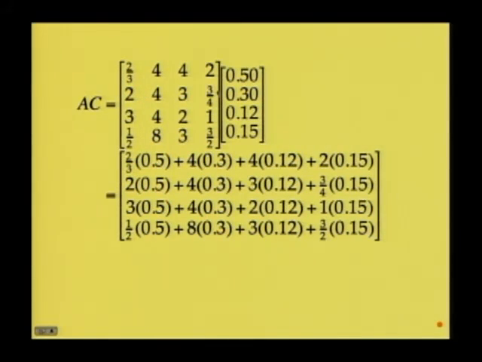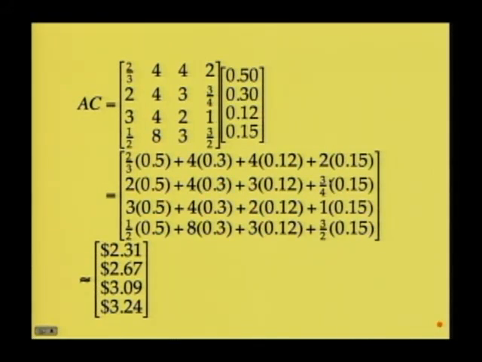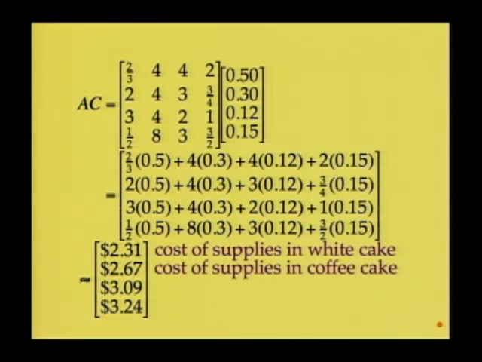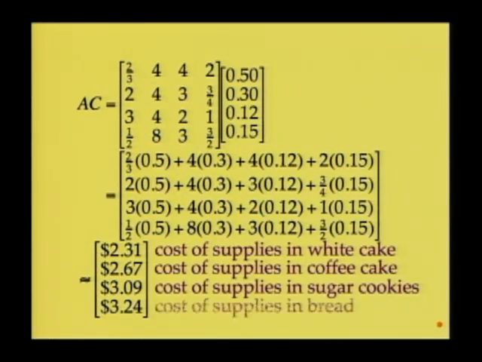And then I go through and do this again for the coffee cake and so on. And I'll spare you the gory details, but you just get these prices then. That's the amount of produce that has to go into, I don't know if produce is right, but the goods that go into making these different items. And you've got that instantly. And that's white cake, coffee cake, sugar cookies, and bread, because I forgot what order they came in.